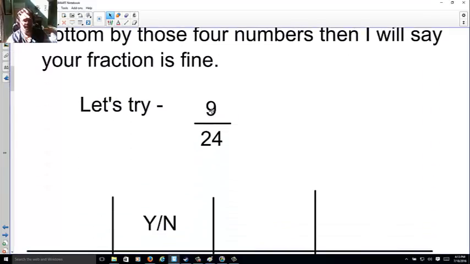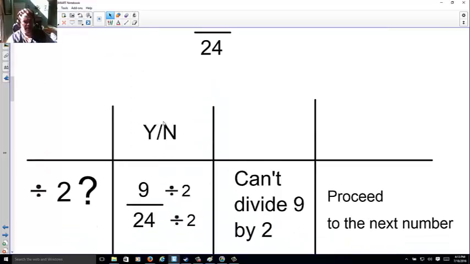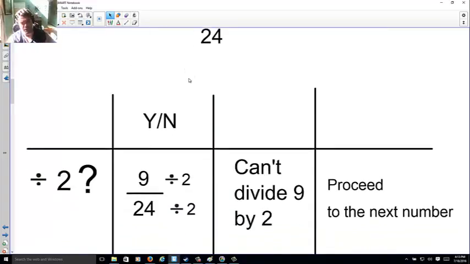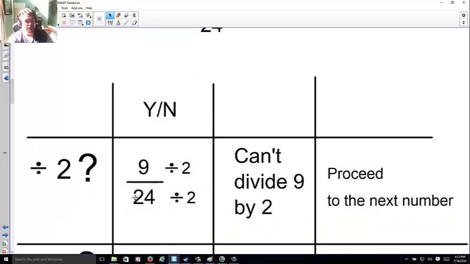So let's take 9 over 24. I'm just going to run a quick checklist. Can I divide both by 2? Yeah, I could divide the bottom by 2. 24 divided by 2 is workable, but notice how 9 divided by 2 is not a number that's going to give me a whole number, so I can't divide the 9 by 2. So try the next one.